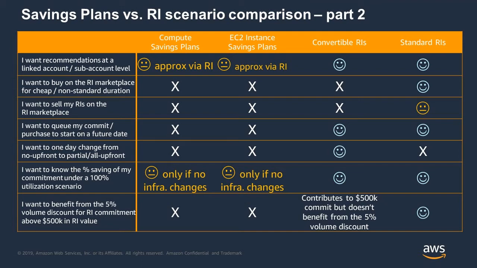Finally, if you want to benefit from the RI volume discount that starts occurring above $500,000 in cumulative RI value, then this only works for standard RIs. Convertible RIs contribute to this $500,000 commitment level. However, they don't benefit from the 5% volume discounts that start above 500K.